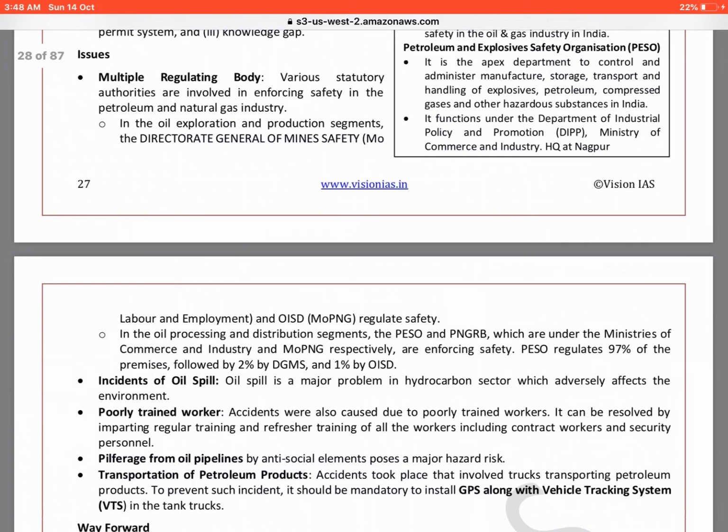Next is the Petroleum and Explosives Safety Organization, PESO. This comes under the Ministry of Commerce and Industry, and it administers the manufacturing, storage, transport and handling of explosive petroleums, compressed natural gases and hazardous substances in India. So all these are being administered and controlled by PESO, which comes under the DIPP of the Ministry of Commerce and Industry. Very important. You must learn about this.